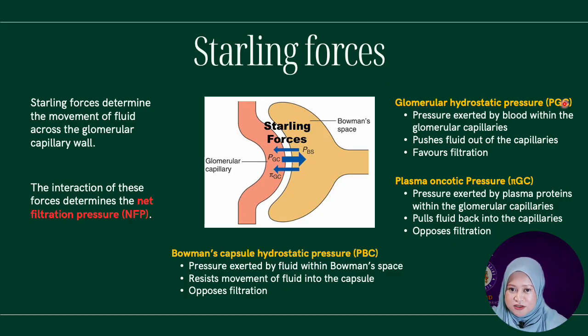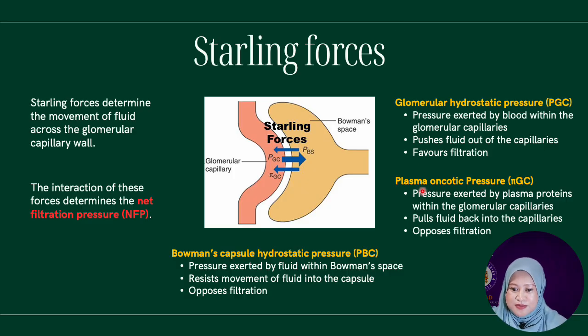Glomerular hydrostatic pressure, or PGC. This is the pressure exerted by the blood inside the glomerular capillaries. Because the glomerulus is supplied directly by an arteriole and drains into another arteriole, the pressure here is quite high compared to most other capillary beds. This high pressure pushes fluid out of the capillaries and into Bowman's space. This is the main force that favors filtration.